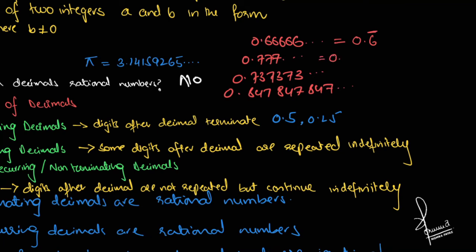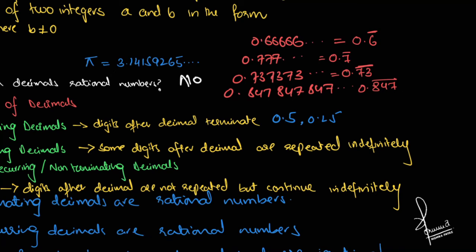So this will be 0.7. This is going to be 0.73. Now both 7 and 3 are repeating, so a line goes on both. After that, this is going to be 0.847, and a line goes on all three. So basically whatever digit is repeating, you put a line on top of those digits to show that this is what is being repeated.